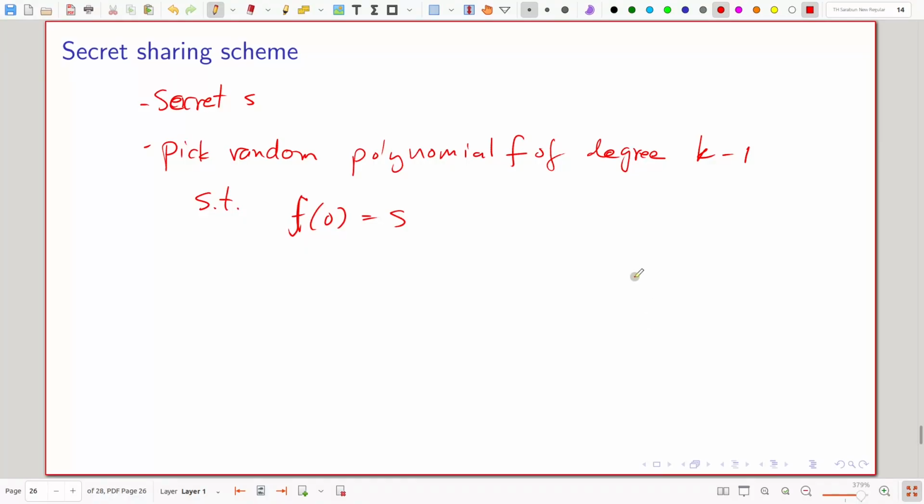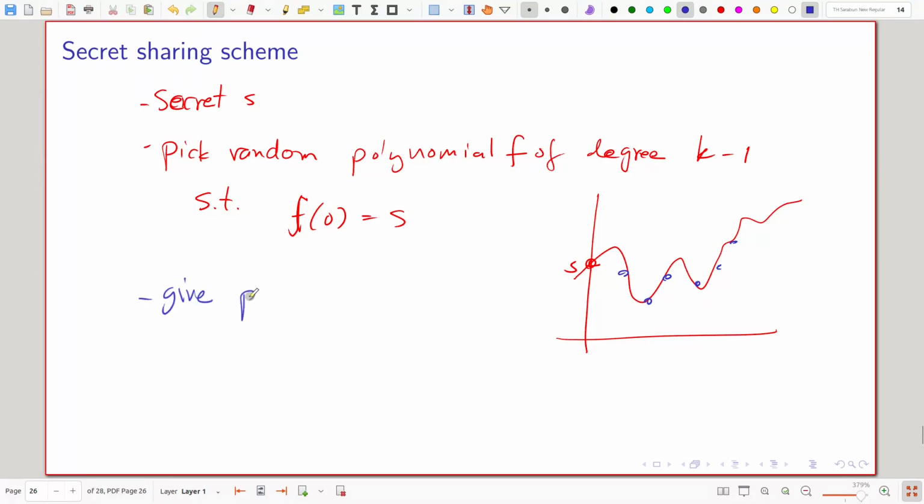Okay, so the polynomial would look like this. So this is your message, and the polynomial would go something crazy. Then you give each person a point on the polynomial: give person i some point x_i and f(x_i). They have to be different points, otherwise they cannot combine and get more points. That's it. This is what each person would get. This is a scheme for passing the secret.